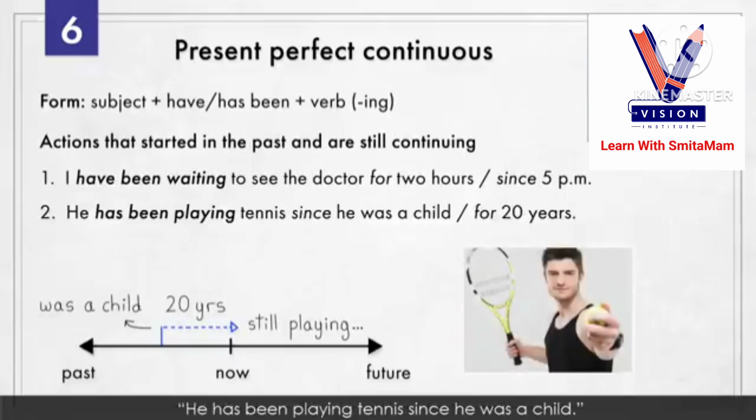Here is another sentence. He has been playing tennis since he was a child. He started when he was little, maybe when he was 5 years old, and he still plays tennis. Let's say he is 25 now, so he has been playing tennis for 20 years.